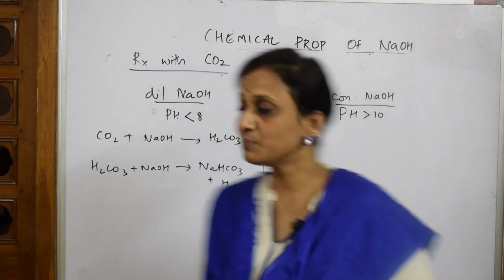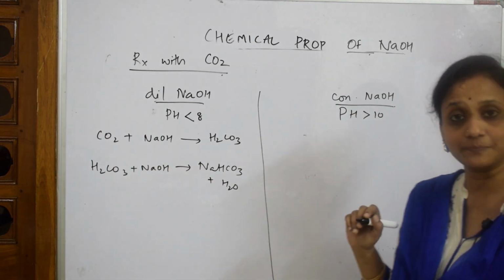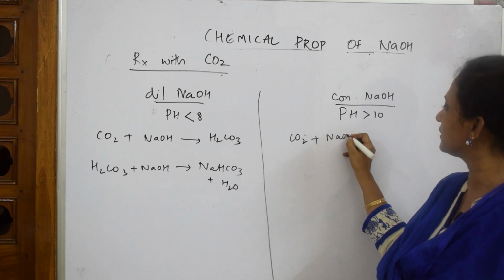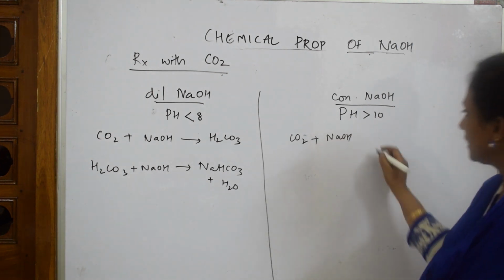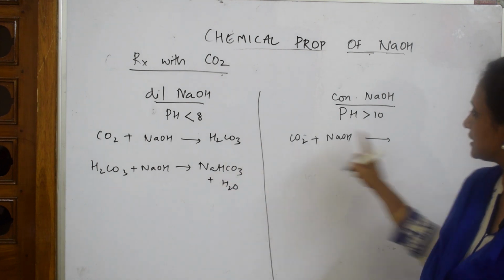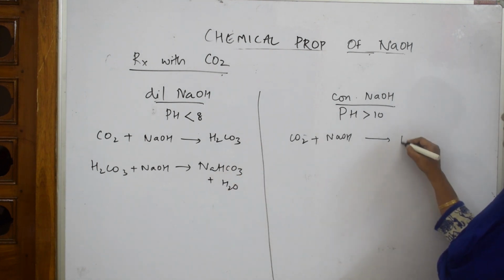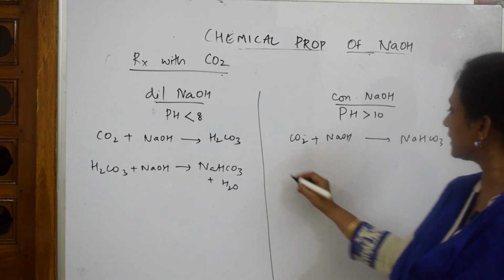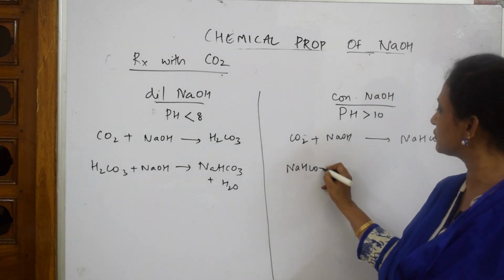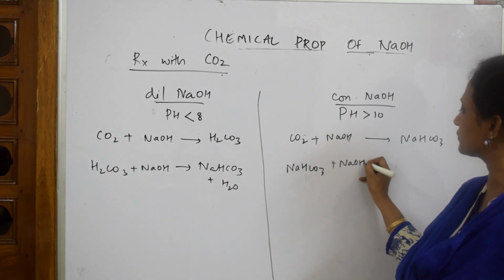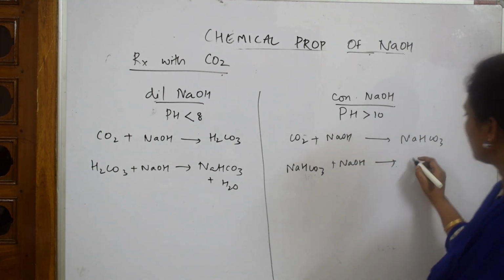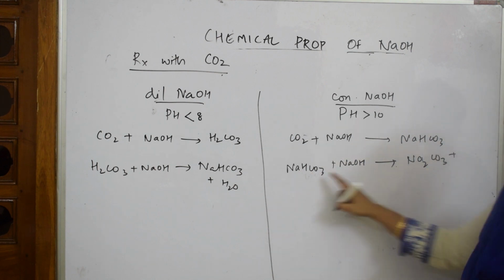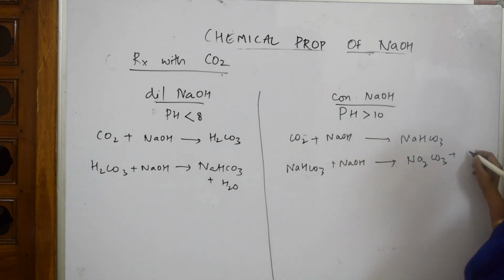But when it comes to pH greater than 10, this carbon dioxide directly combines with sodium hydroxide. Now, instead of carbonic acid, here the product formed is this directly, because the pH is very high and it is concentrated in nature. This sodium bicarbonate now further combines with your caustic soda, sodium hydroxide, and you're going to get a product that is Na2CO3, sodium carbonate, as well as a water molecule.